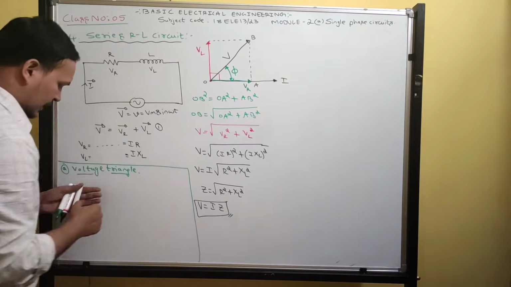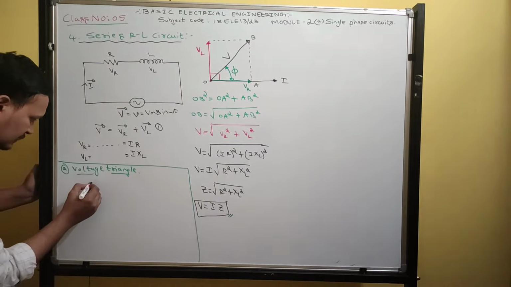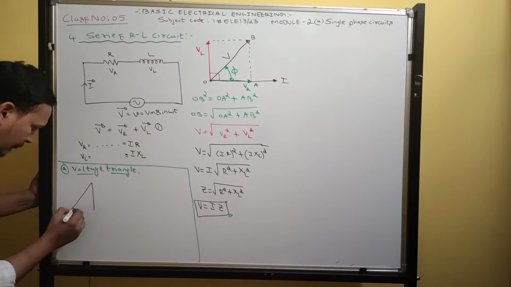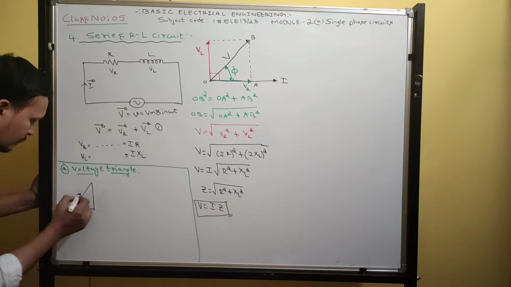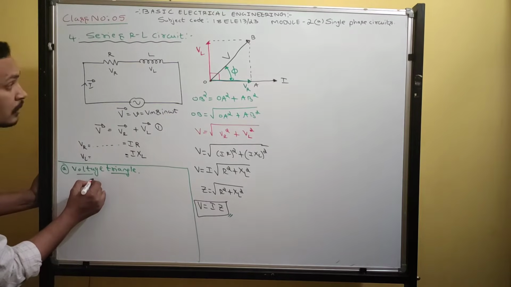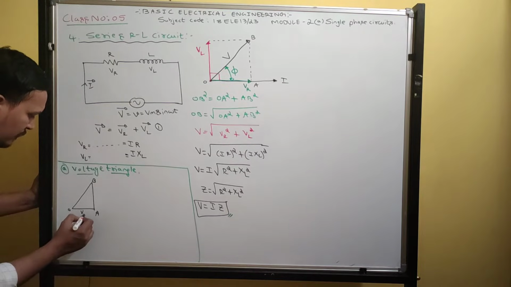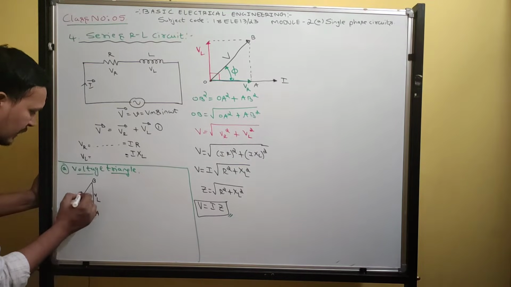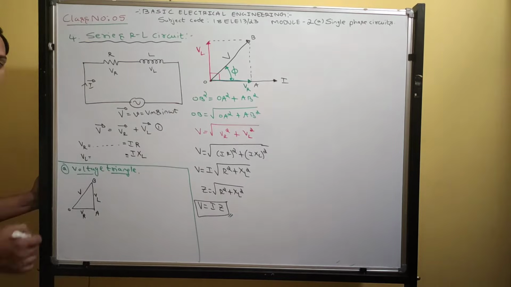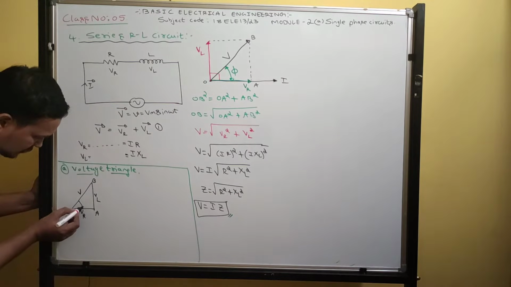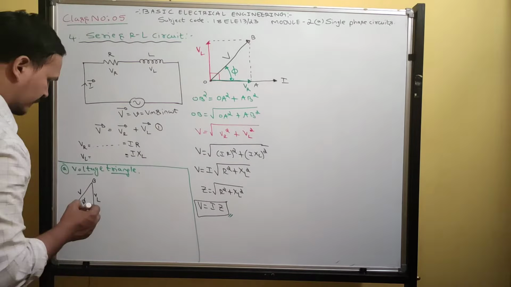Now draw this triangle once again. Rewriting that triangle, you will get it like this, with points O, B and A. What is this component? VR. What is this component? VL. What is this component? V. What is the angle between these two? This angle is the phase angle, phi.